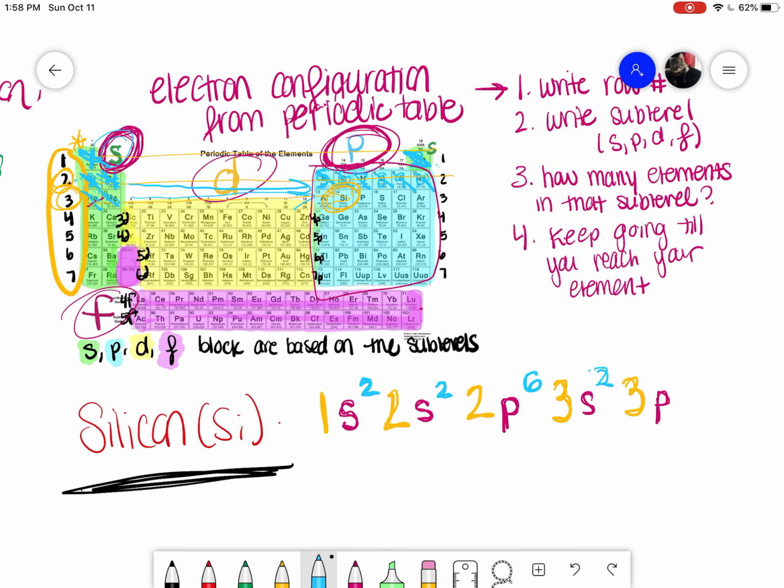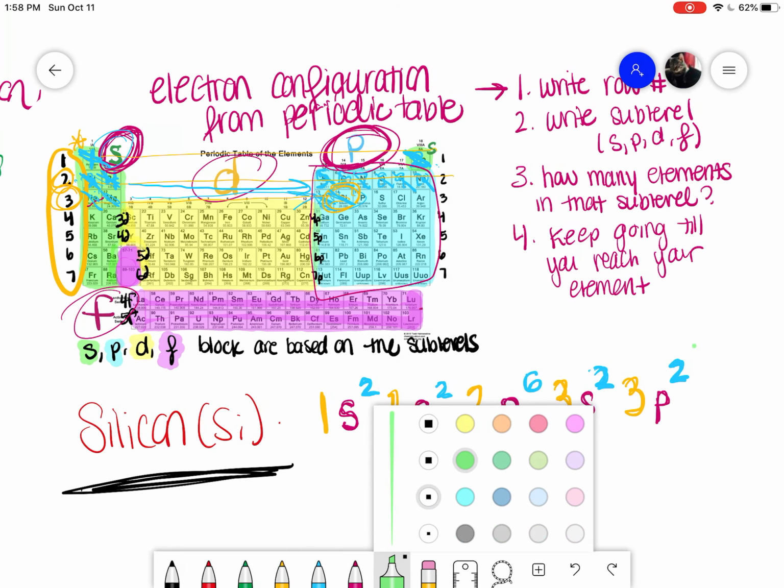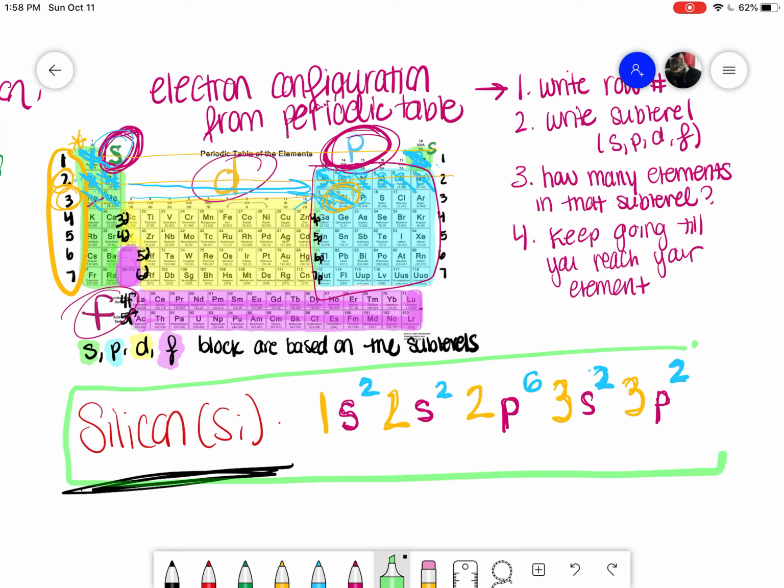And we have to go through aluminum and then add on an electron for silicon. And so that's 2 electrons. And you're just going to write 2 as your exponent. So you have to count the element that you are looking for as well. And so this is the electron configuration for silicon using the periodic table.